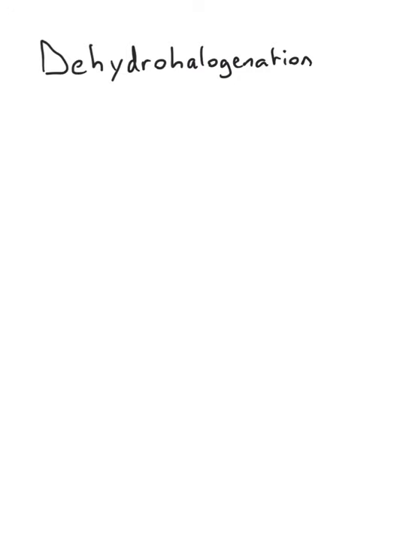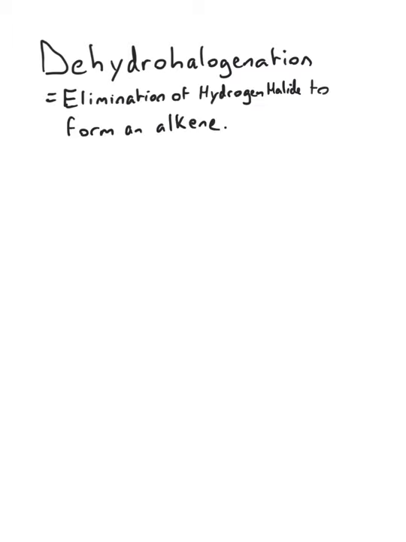This video is on dehydrohalogenation. Dehydrohalogenation is the elimination of a hydrogen halide to form an alkene. We should approach this by trying to aim for an E2 reaction, as there's not that much competing product. Remember, E1 occurs with SN1.